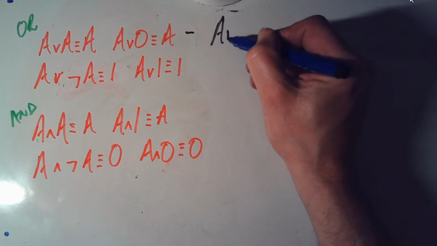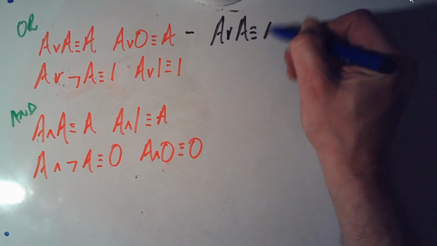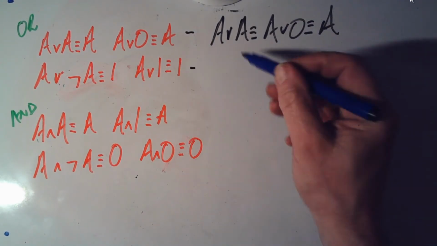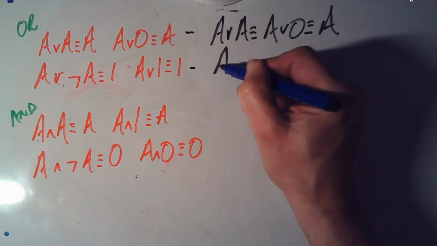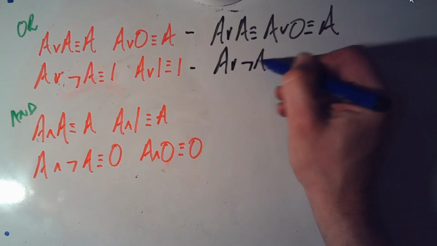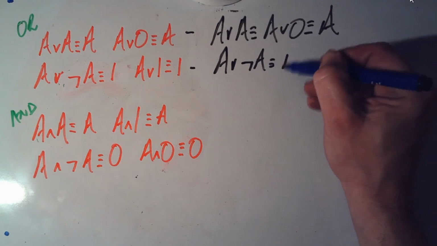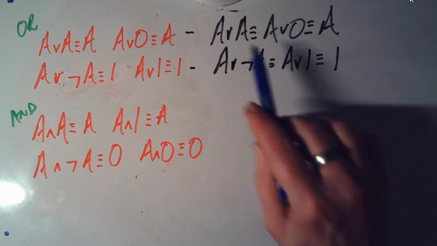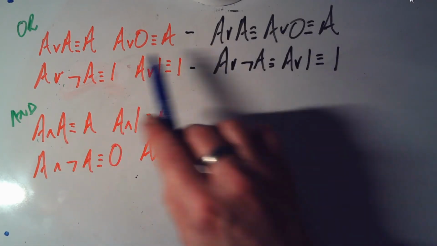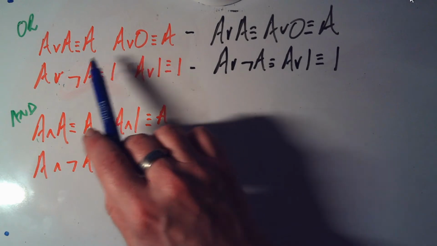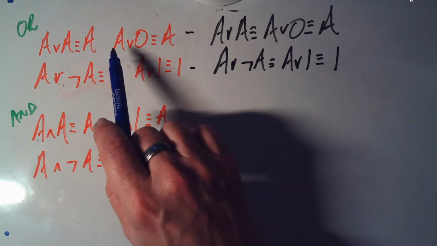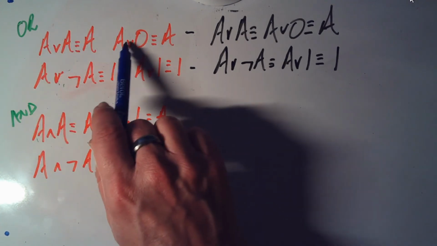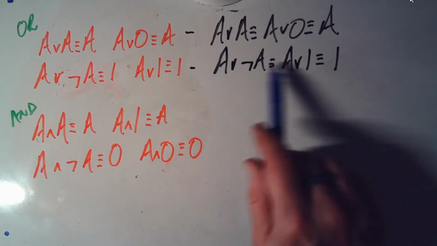So we have A or A is logically equivalent to A, or 0 logically equivalent to A. And then this bottom set of 2 wraps up into one expression by saying A or not A, logically equivalent to A or 1, logically equivalent to 1. I'm not going to demonstrate that these are correct, because the logic says that if A or A equals A, and A or 0 equals A, then logically these 2 expressions must also be the same. Hence we wrap them up into 2 single expressions.